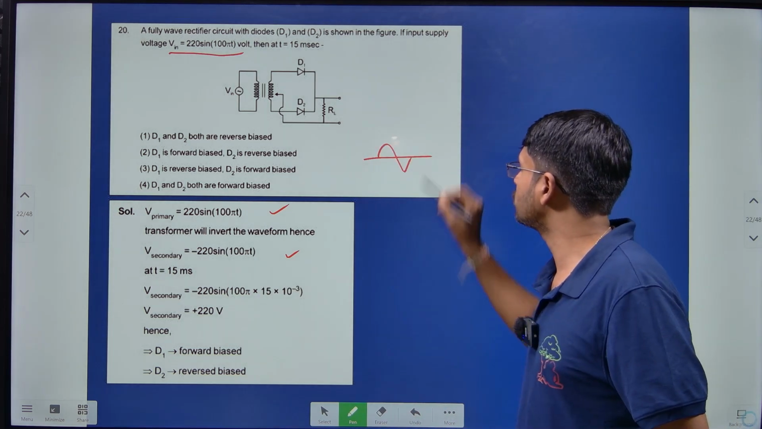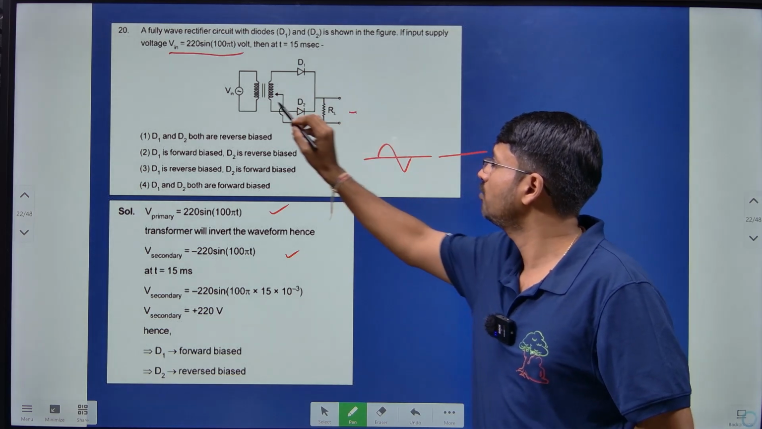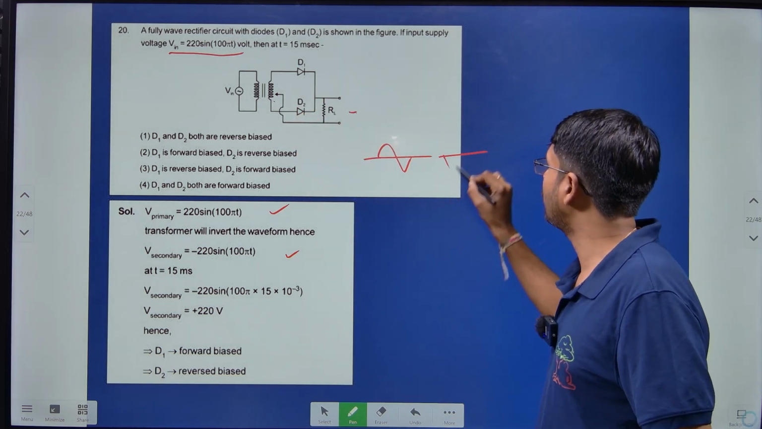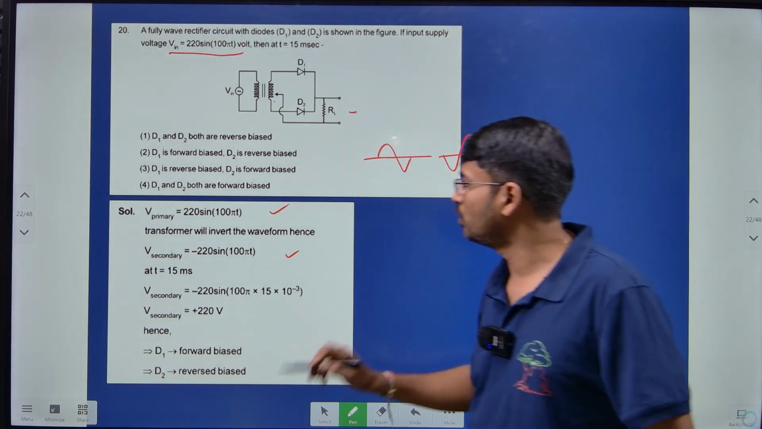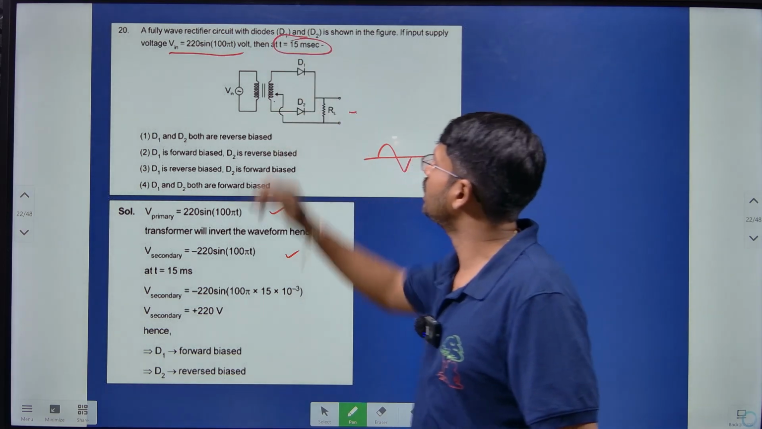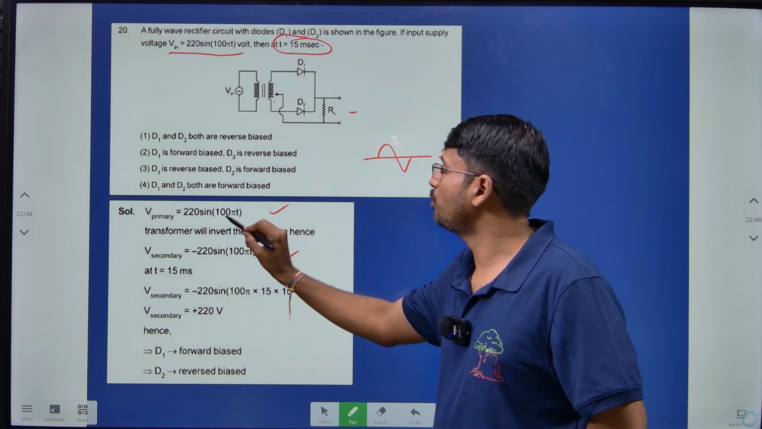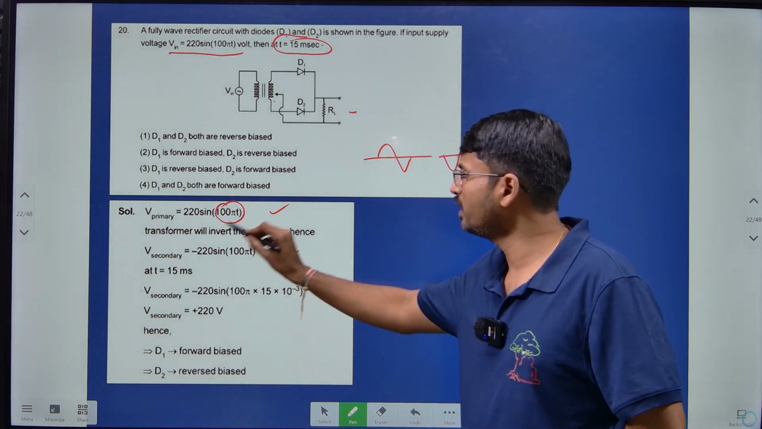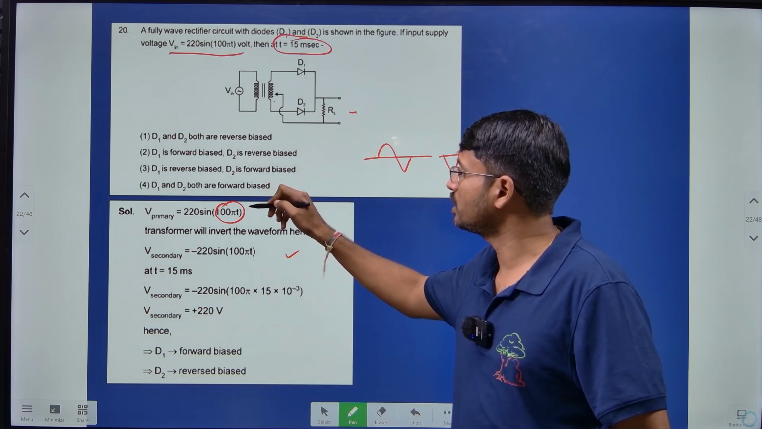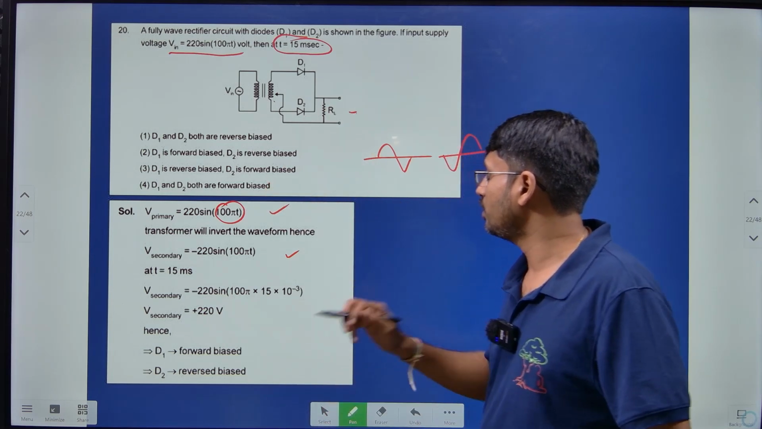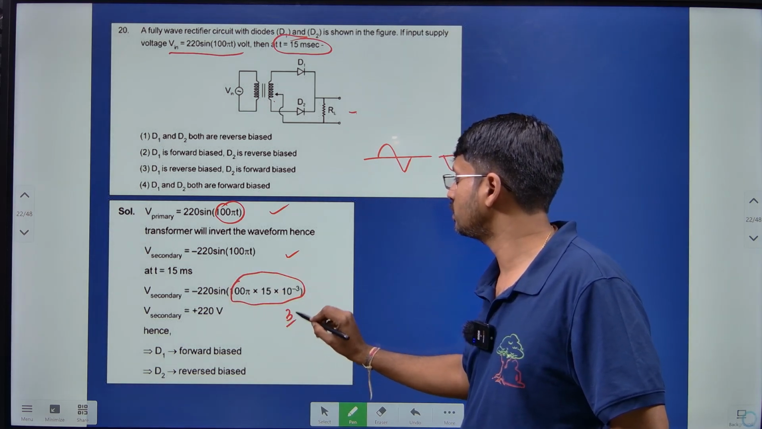If we have an input like this, the output at this particular secondary point will be minus of the sine theta. Now what we have to find out is, at the given time t is 15 milliseconds, so just substitute this 15 milli in this part. First we find the phase, 100 pi into t, where t is 15 millisecond. Substituting, we get this factor as 3 pi by 2.